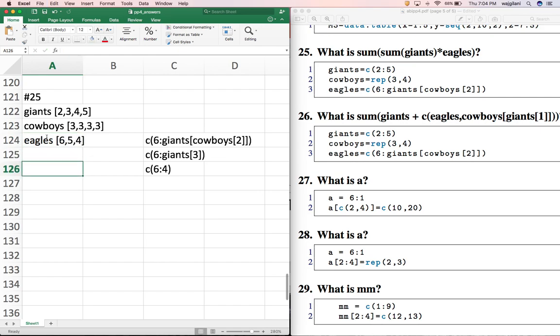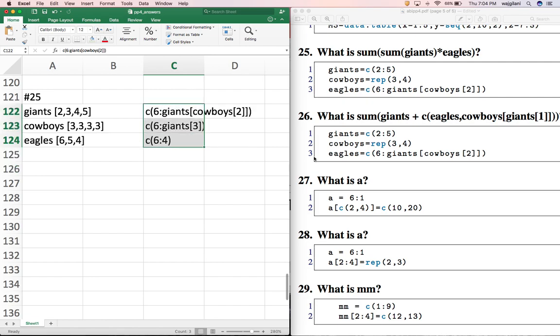And now let me slide this part up right here so I have more space to work with. And now I can do the first problem, number 25. Number 25, what is 25? Let me rewrite this again and I'll simplify it. So 25 again is sum Giants times eagles parentheses. I'm going to go inside out again, guys, inside out.